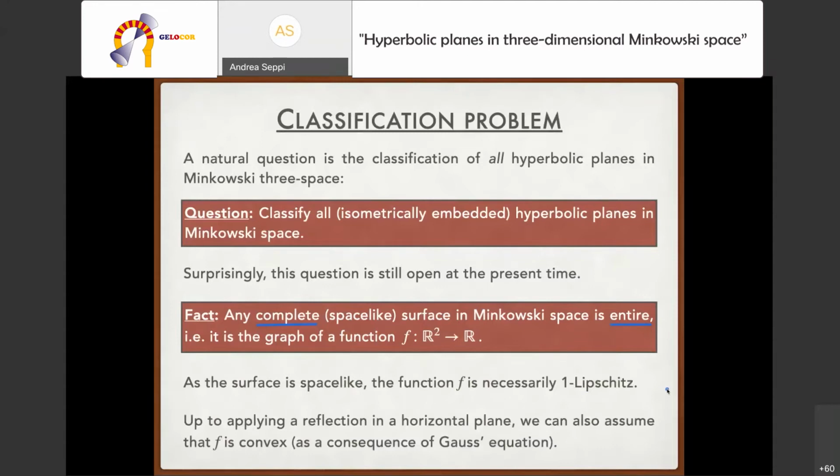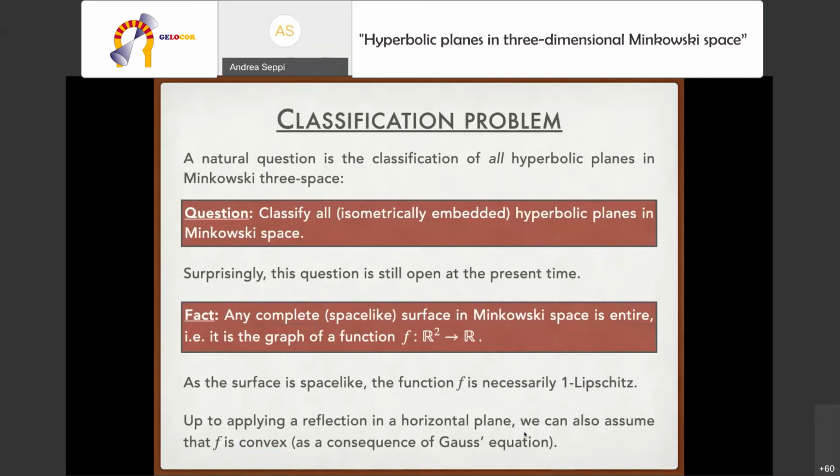Also, the surfaces that we consider have constant curvature -1. So by the Gauss equation, the determinant of the shape operator is 1. So these surfaces are either convex or concave. And up to applying a reflection, we will always assume that our surfaces are convex. We will make this assumption always in this talk.